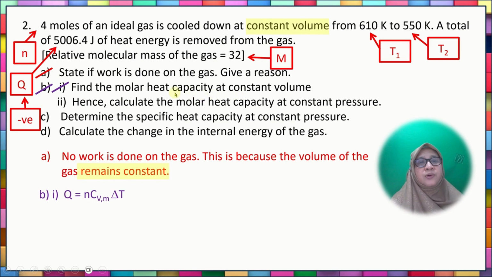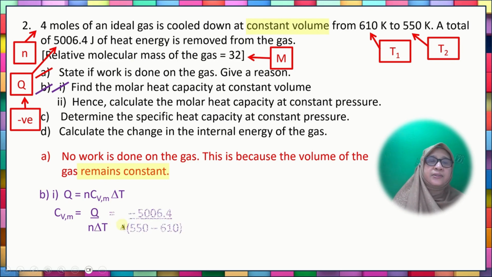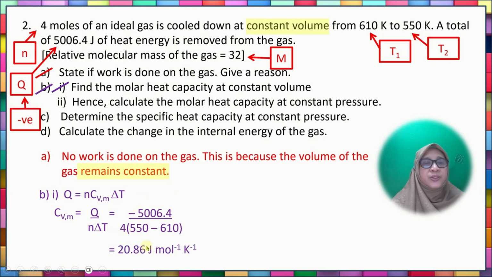Okay, so for molar heat capacity at constant volume, you can use Q equals n C_V,m delta T. So C_V,m is Q over n delta T. Delta T is the change in temperature, final minus initial, so 550 minus 610. The Q is negative, 5006.4, because the heat is removed from the gas, so negative. And the number of moles is 4. So the answer is 20.86 joule per mole per Kelvin.